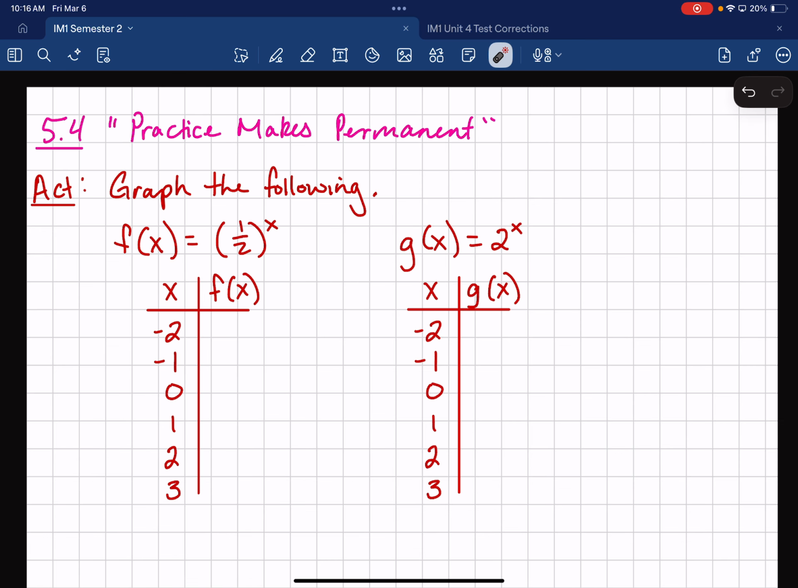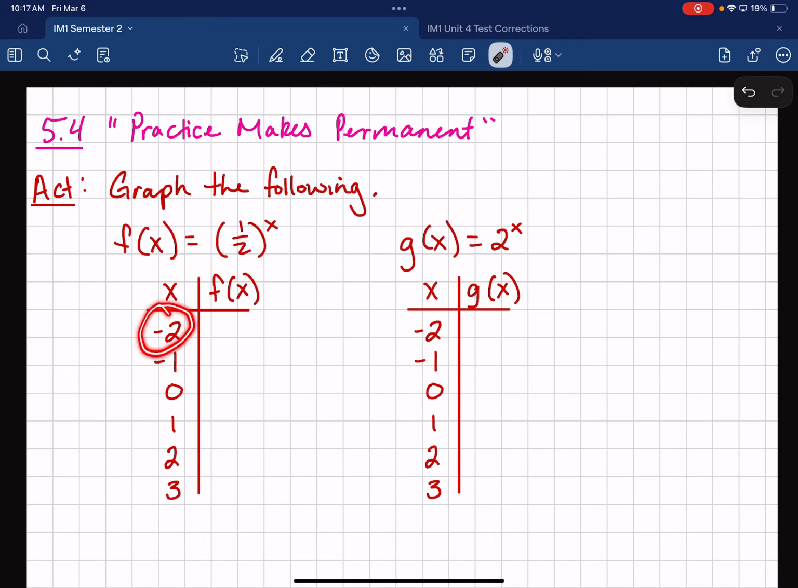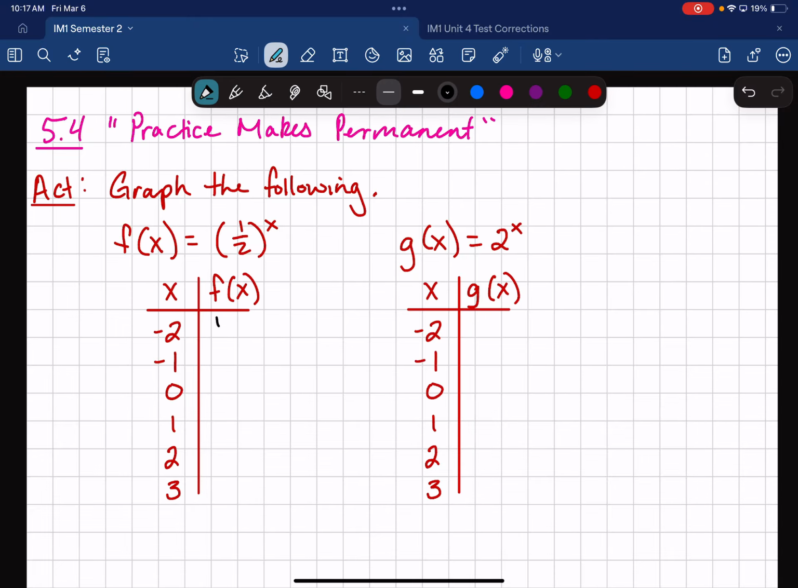Plus, if you're starting to graph more than 3 functions, you're not doing it by hand. So we just use computers to do that at that point. So when I plug these in, remember, these are x values. They go in the x position. So this one is 1/2 to the negative second power.